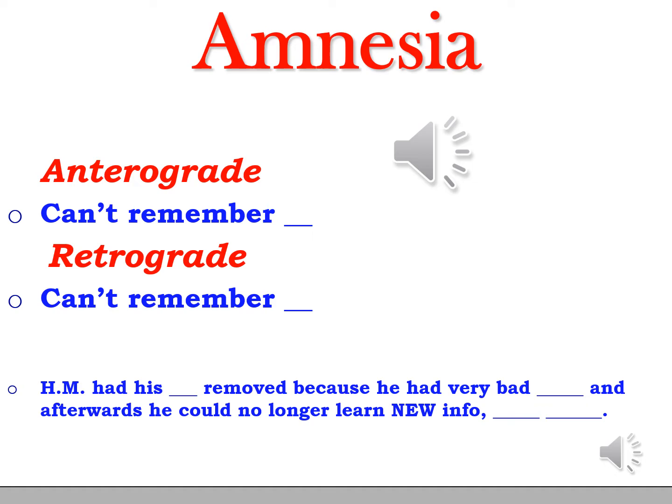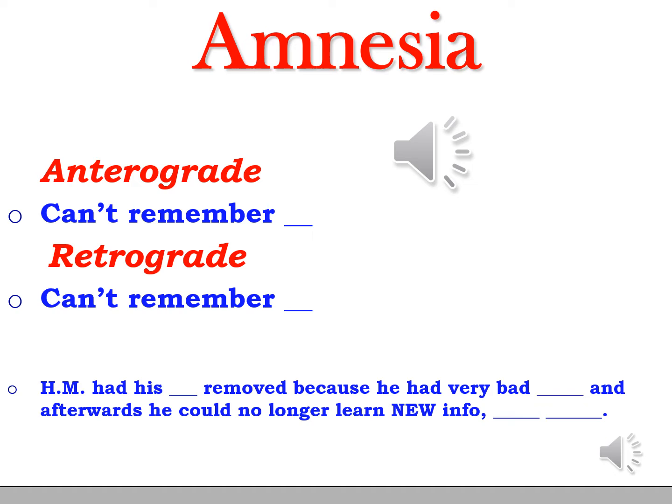If I ask most students, what does retro mean? They'll say old. Exactly. So amnesia is all about forgetting. If a person has a retrograde type, they can't remember the old information. And if retro means old, you might be tempted to say the anterograde means new, and you would be correct. In that one, you cannot remember the newer information.